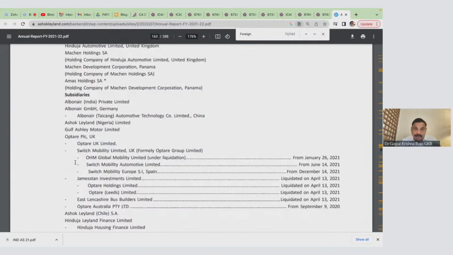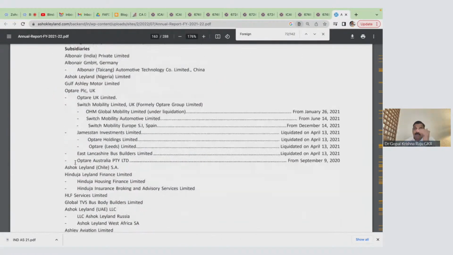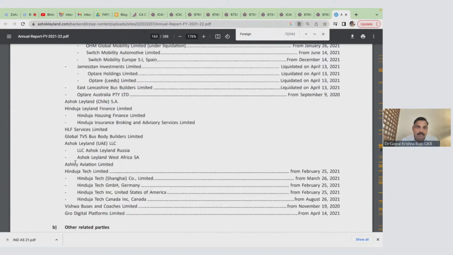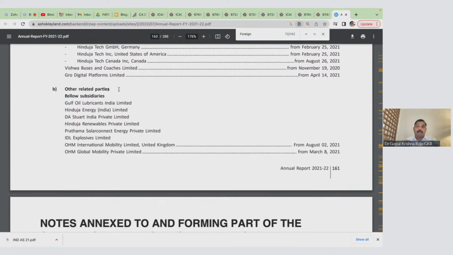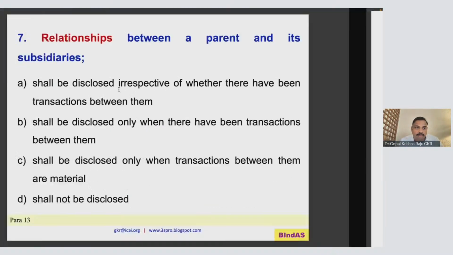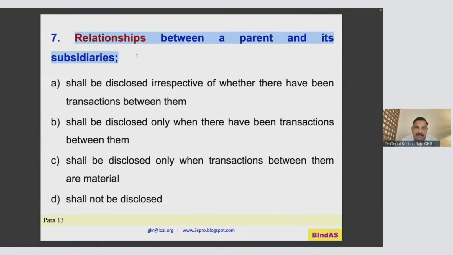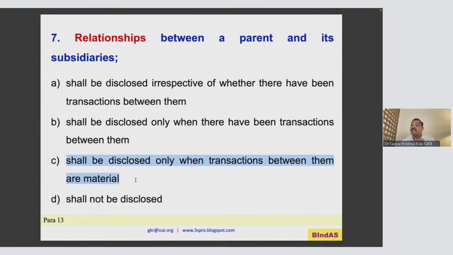Subsidiaries. How many subsidiaries? So, below Ashok Leyland. Above Ashok Leyland. Okay. And fellow subsidiaries. So, who are my fellow subsidiaries? Means they are all my brothers and sisters. That means we have a common parent. So all these I have to mention. So, relationship between a parent and a subsidiary shall not be disclosed. Wrong. Shall be disclosed only when transactions are material.